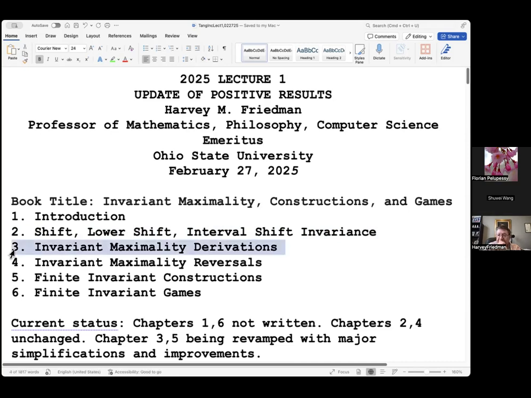This is the chapter that really introduces invariant maximality and proves all the positive results. This is the positive results section, and that's been revamped. And that's what most of today is about. This has not been changed, which is the reversal, and as I said, we'll restart that next week. This has been totally revamped, and this is the finite forms. By finite form here, I mean explicitly Pi 0, 1.